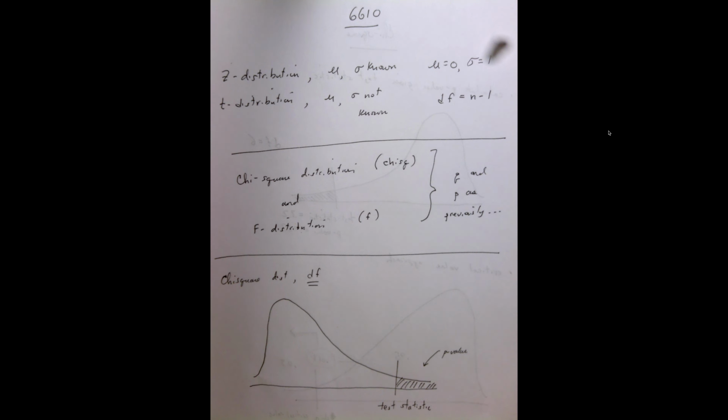The two sampling distributions, probability distributions that we've seen so far are the Z distribution and the T distribution. The Z is appropriate when estimating or testing a claim about mu, where the population standard deviation is known. The standardized distribution has a mean of 0, standard deviation 1. The T distribution, again, is for a claim about mu or estimating mu, where the population standard deviation isn't known. Degrees of freedom n minus 1.